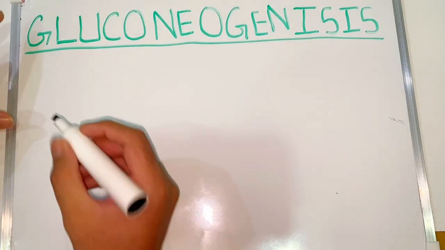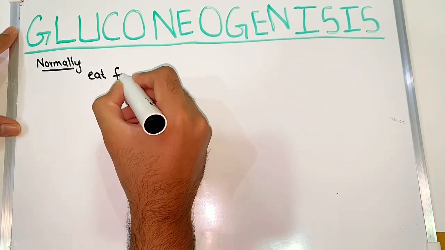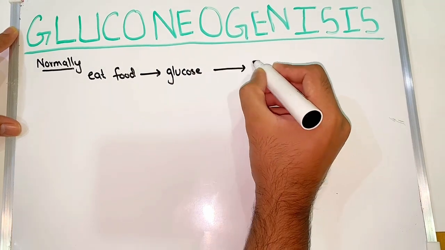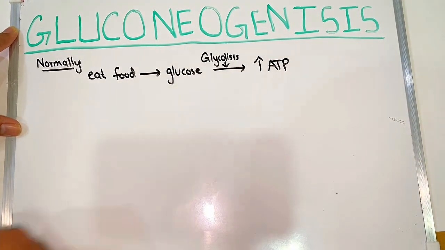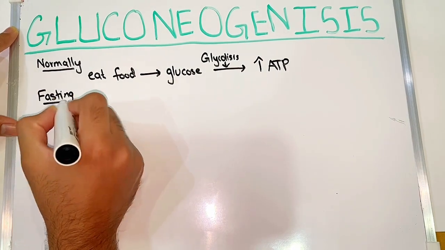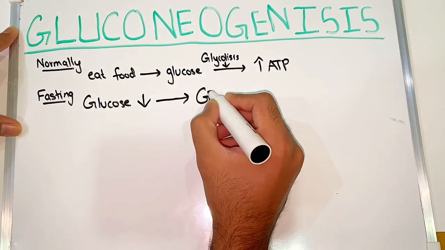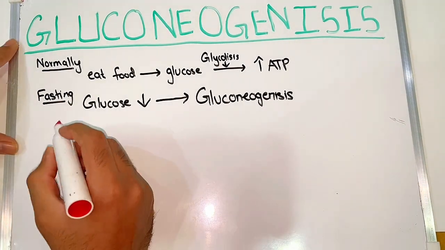Let's start today's topic, which is gluconeogenesis. In normal routine, when we take in food, the glucose level in the blood goes high. By the process of glycolysis, we convert glucose into pyruvate and get energy in the form of ATP. When we are fasting or doing exercise, the glucose level falls down. Then a process called gluconeogenesis helps us in making glucose again.